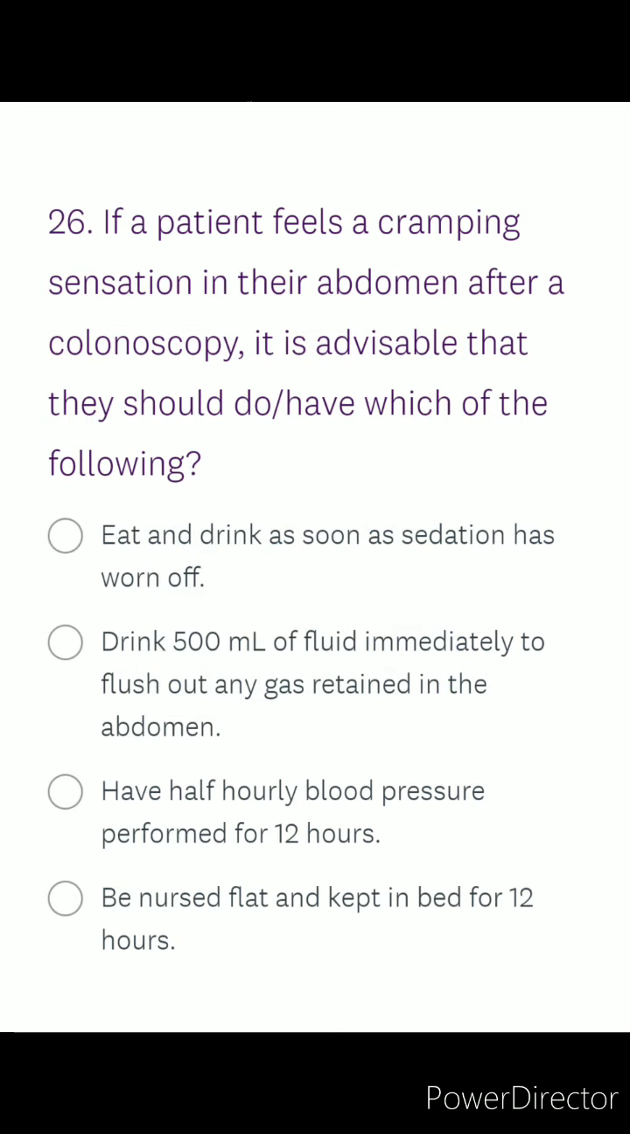Question number 26. If a patient feels a cramping sensation in the abdomen after colonoscopy, it is advisable that they should do or have which of the following? Option A, eat and drink as soon as sedation has worn off. Option B, drink 500 ml of fluid immediately to flush out any gas retained in the abdomen. Option C, have half-hourly blood pressure performed for 12 hours. And option D, be nursed flat and kept in bed for 12 hours. The right answer is option A, that is, eat and drink as soon as sedation has worn off.